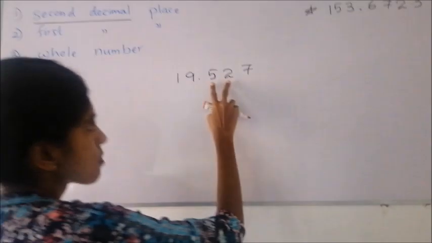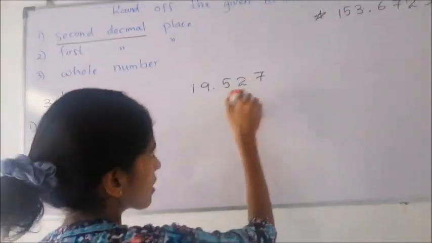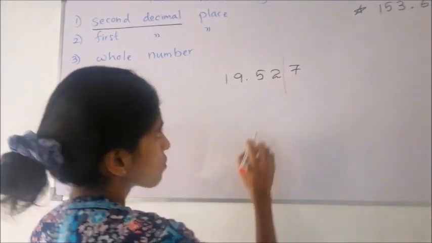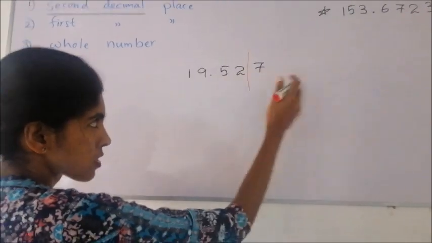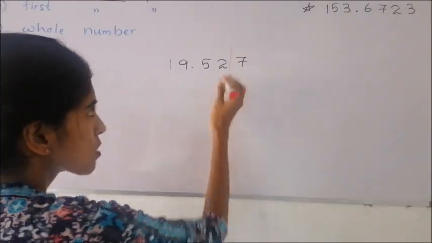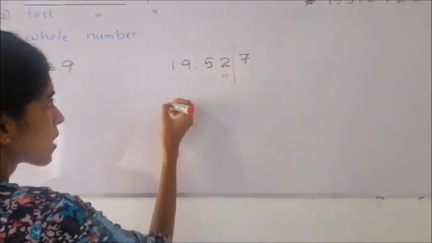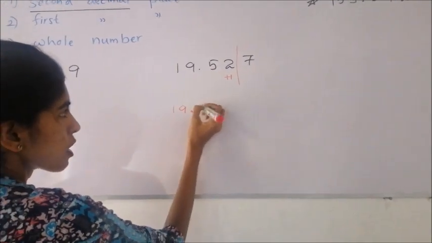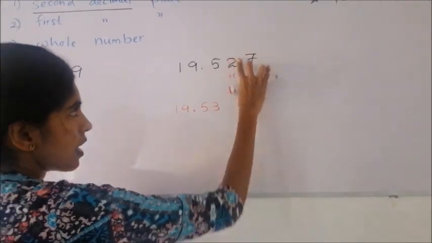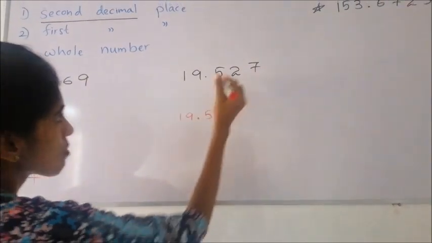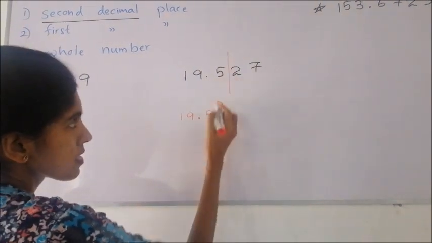To the second decimal place, here also 3 decimal places are there. To the second decimal place, when we round off, the last digit should be removed. It is a big number, so we need to add 1 here. So the answer is 19.53.